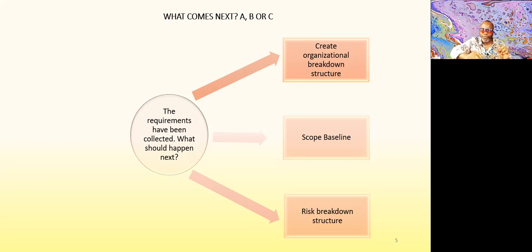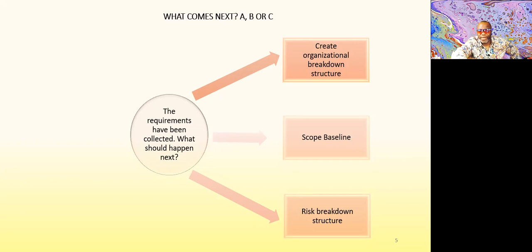I often say requirements beget scope. Based on the requirements, then you realize what the scope is. So in this instance, my friends, it's not C. And A says, did you note it did not say work breakdown structure?